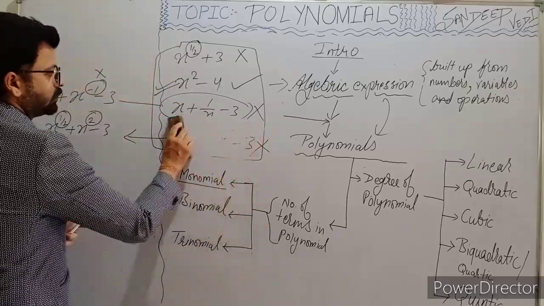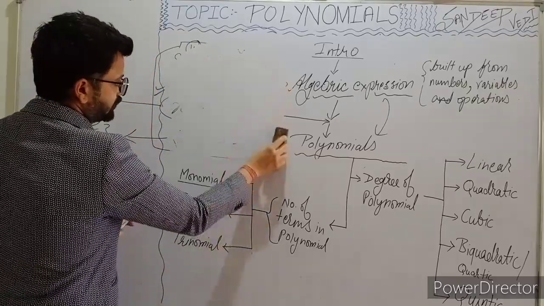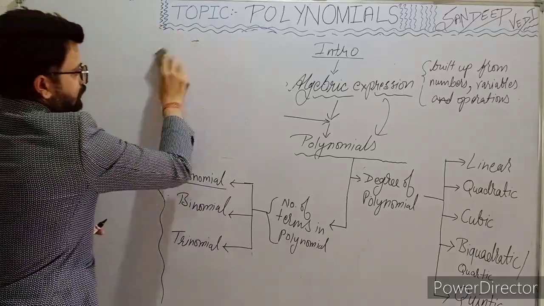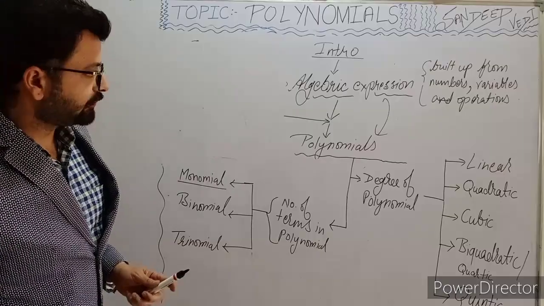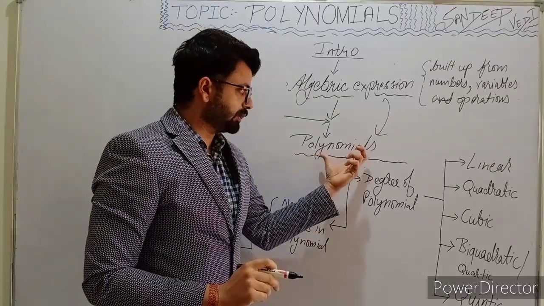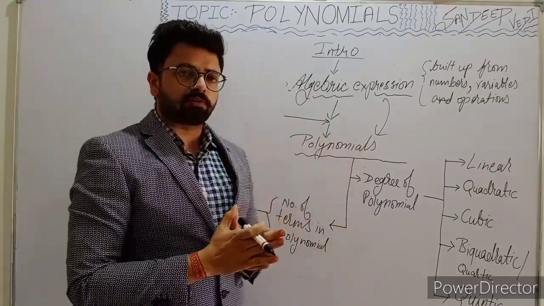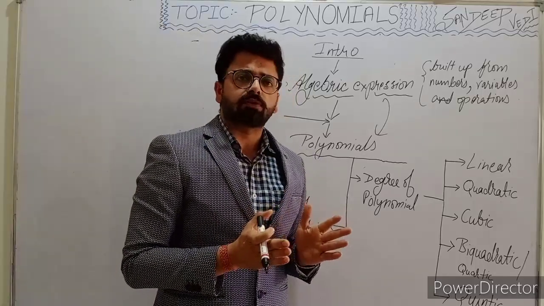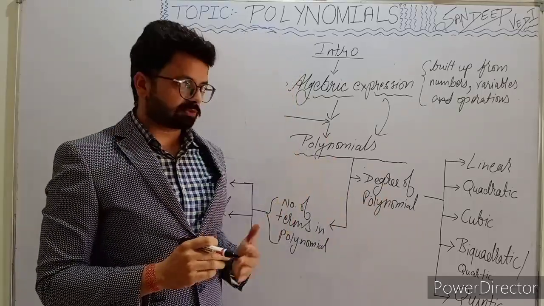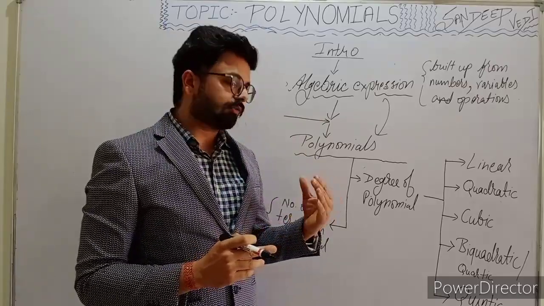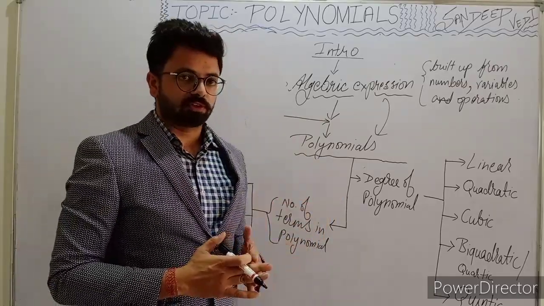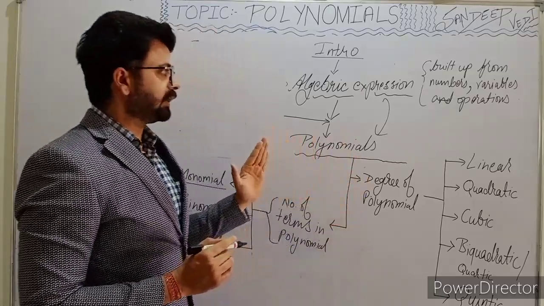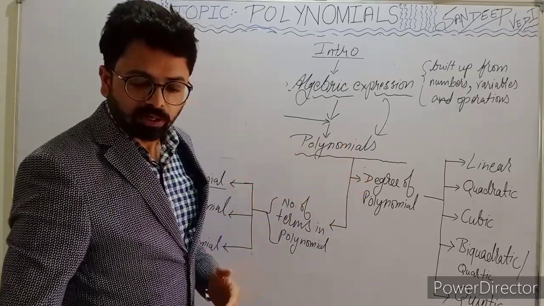Now I think you have properly understood what exactly the polynomial means. After coming to this topic, polynomials are further divided into two categories: one on the basis of their maximum power and one on the basis of their number of terms. In the case of polynomials, first of all I am telling you the degree of a polynomial.